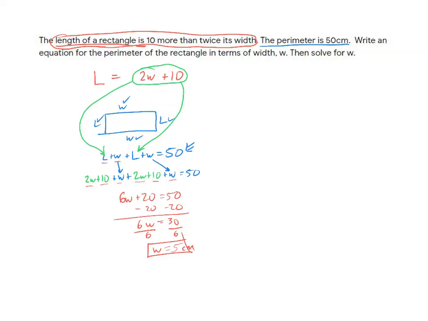Now if it asks for the length, I could find that too, right? I could put 5 into the width here, and then I should be able to solve for the length. And so I'd know the dimensions, I'd know both the length and the width of the rectangle. Ta-da!